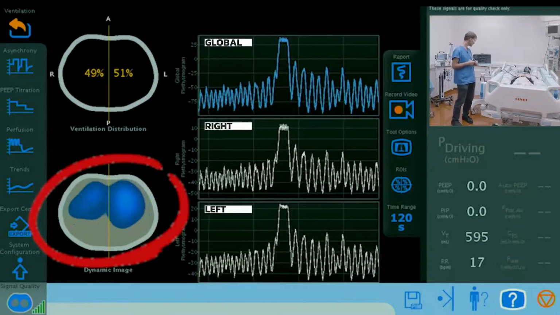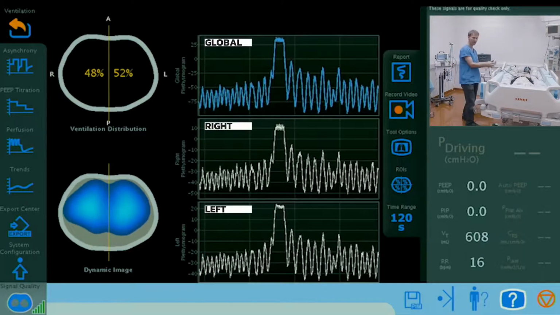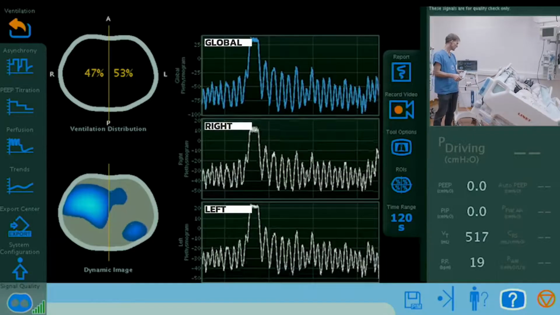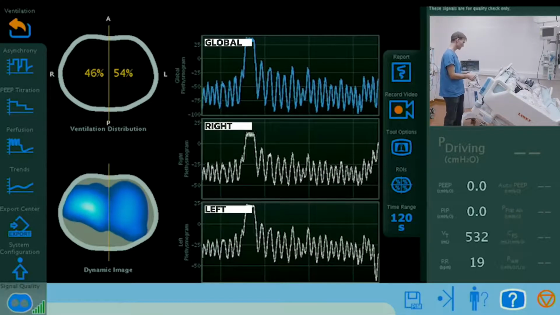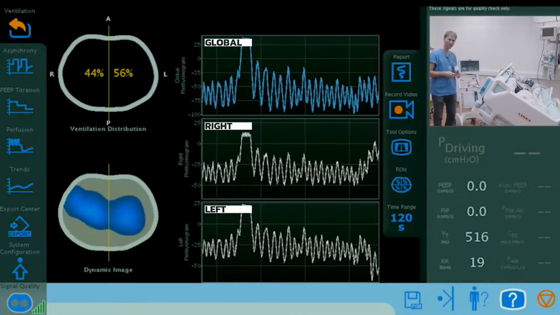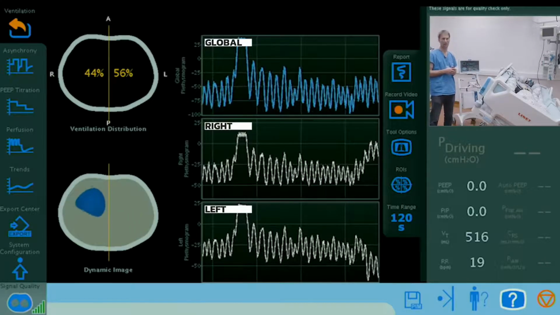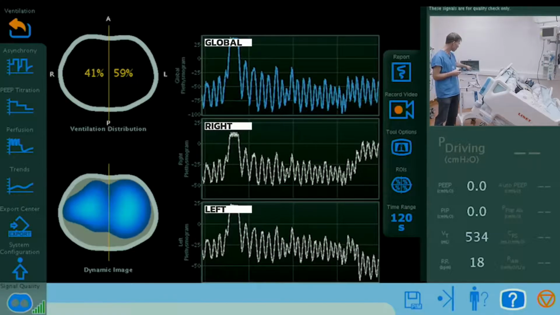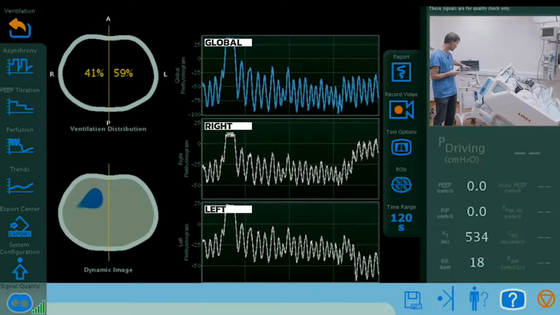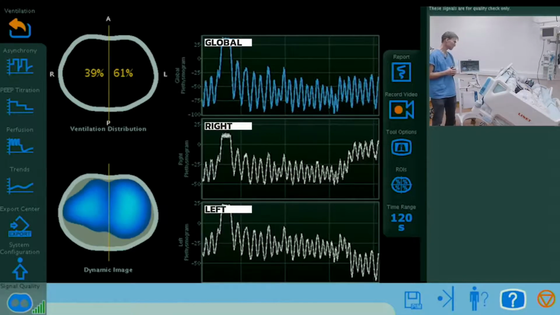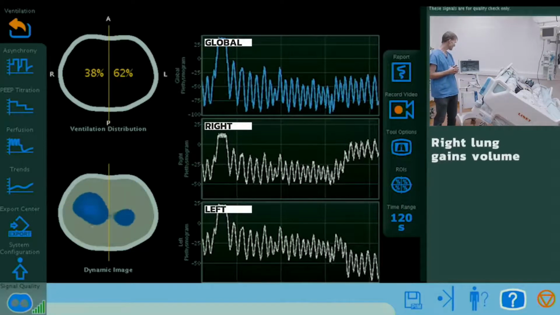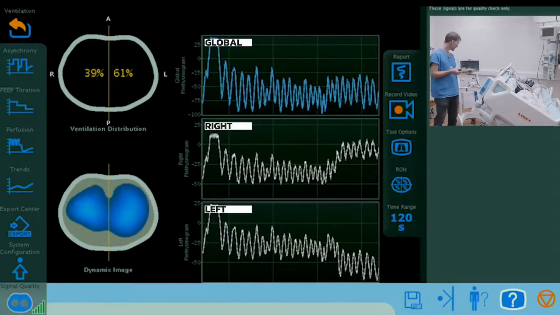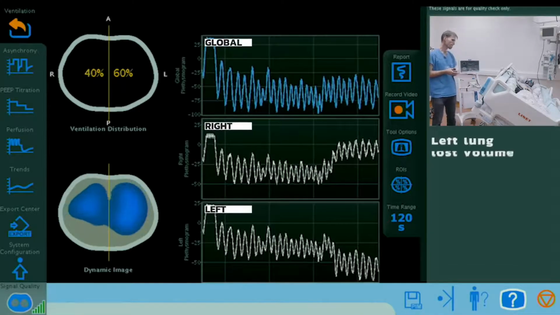And now, what happens if we tilt the patient to one side? Now it's a 30 degree tilt. On the tomogram, in real time, we can see there is a change in volume over time. The middle line is the right lung, which immediately gains volume. The other one, the left lung, as you see, has lost volume.